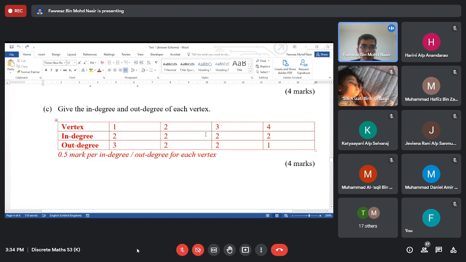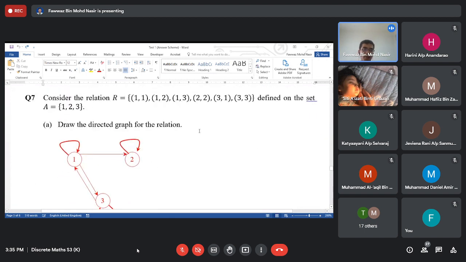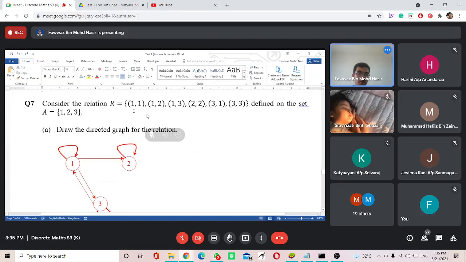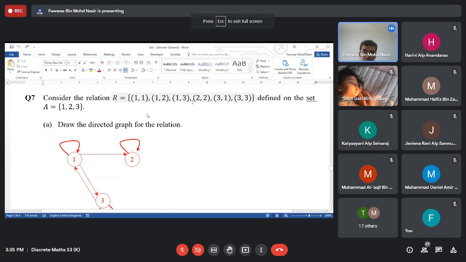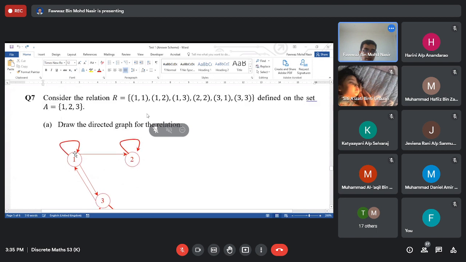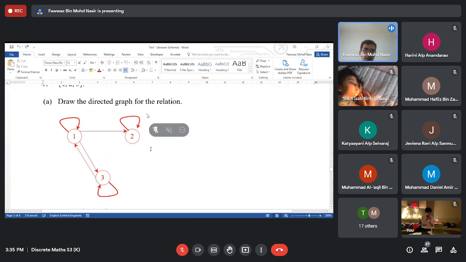Okay, so this one is C, and question 7. Consider the relation R with these ordered pairs 1 1, 1 2, 1 3, 2 2, 3 1 and 3 3, defined on the set 1 2 3. We draw the directed graph of the relation. So to draw the directed graph, you just look at the ordered pairs. Since we have 3 elements, there are 3 vertices, then the arrows are based on this set R. So you will get these ordered pairs.